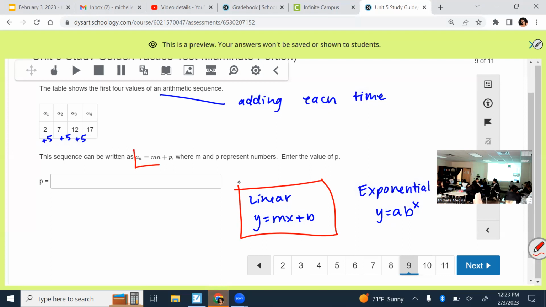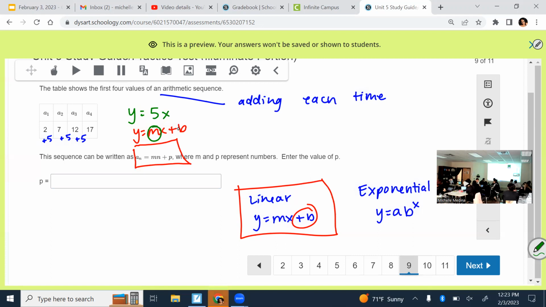So if you notice, look at the equation that they give. It has different letters, but it's still in the form y equals mx plus b. All right, so arithmetic sequences you associate with linear functions because that's adding each time. All right, now what's my average rate of change? 5, good. So that goes in place for your m, also known as your slope or average rate of change. So that's what we're doing each time.